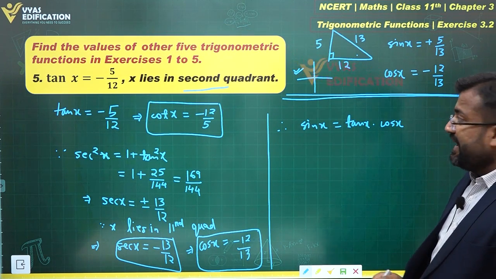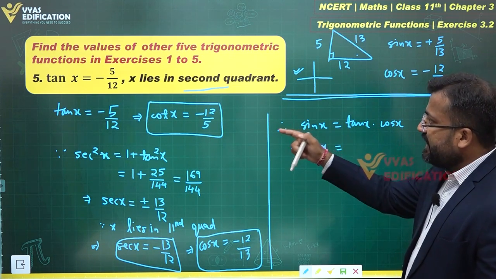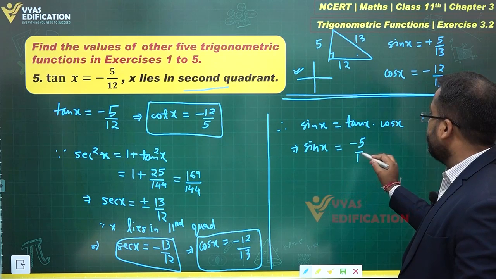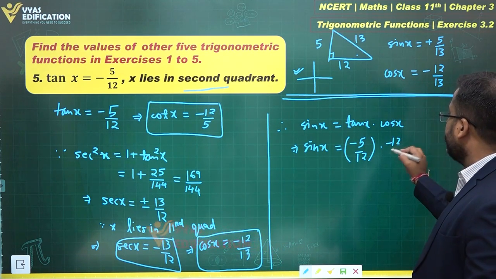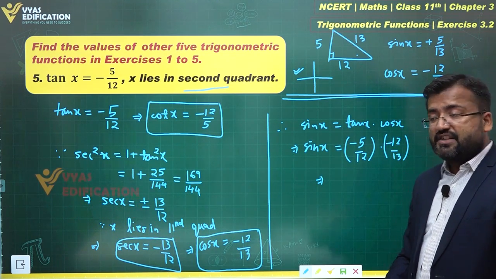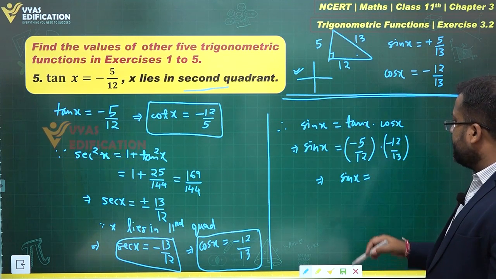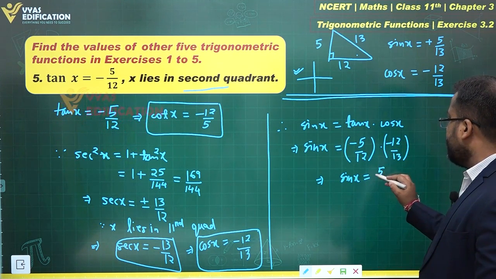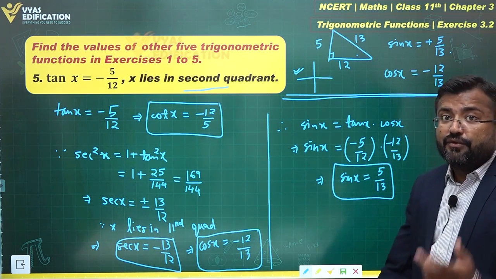Okay, what will this imply? This implies that sin x equals tan x, which is minus 5 by 12, times cos x, which is minus 12 by 13. This gives me the value of sin x very easily. Minus minus will become a plus, 12 gets cancelled. This is 5 by 13.